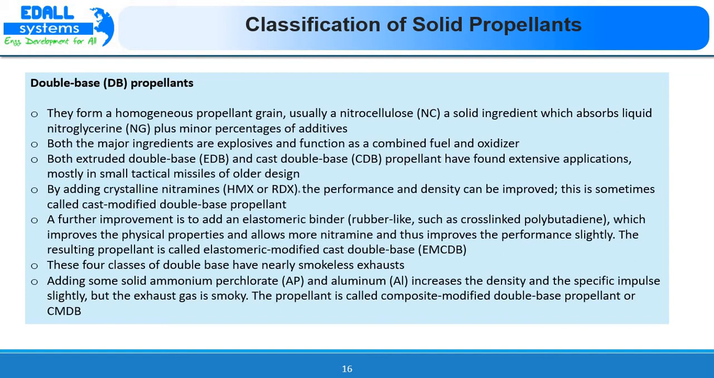Then adding some solid ammonium perchlorate and aluminium increases the density and the specific impulse slightly, but the exhaust gas is smoky. The propellant is called composite modified double base propellant or CMDB. So along with the nitroglycerine and nitrocellulose, if we add a little ammonium perchlorate and aluminium, then the propellant which is formed is called composite modified double base propellant. But again, when we are using aluminium, it will give us aluminium oxide, which will have some small solid material in its smoke.